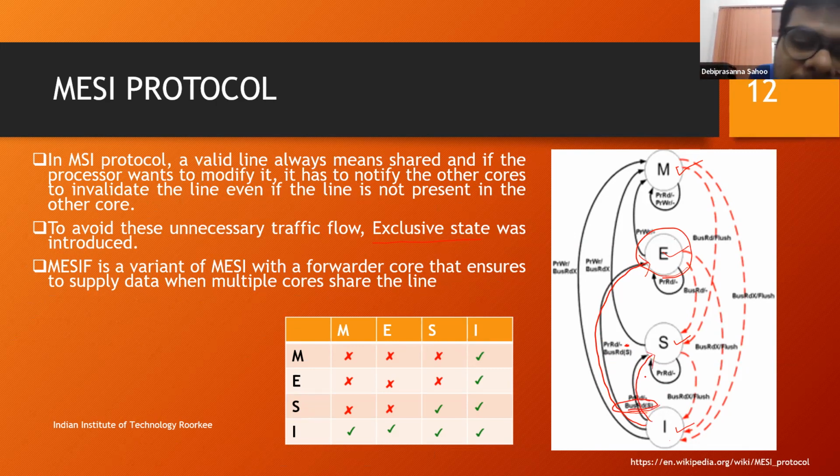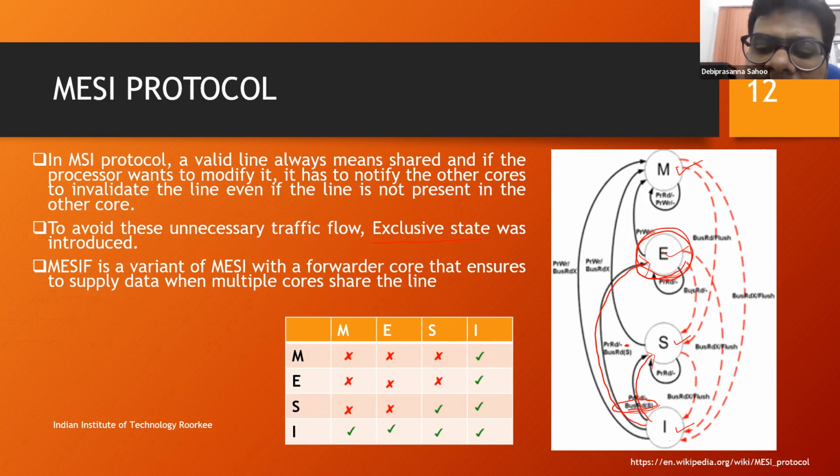That means let's say you already have the line, and I am making a read. The bus will find that you have the line, so you have to revert back to me as in the previous protocol. You stay in the shared state and you give me the line in the shared state. But if you do not have the line, then it goes to the memory, brings back the line and gives the line to me in an exclusive state. That means after this transaction completes, I only have the line and I have not modified it yet.